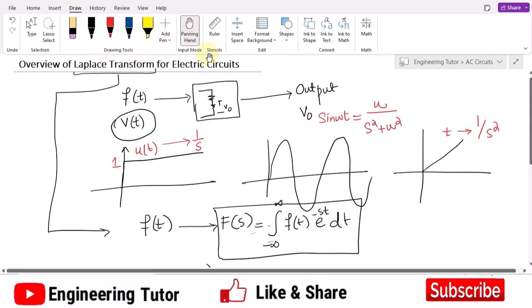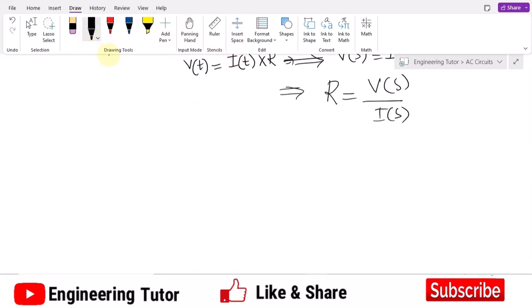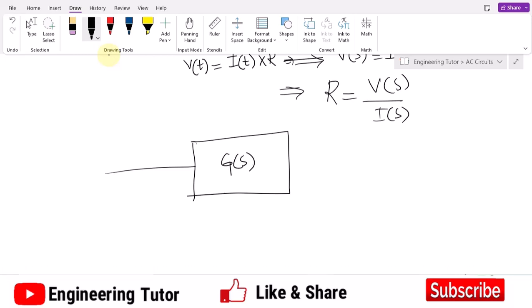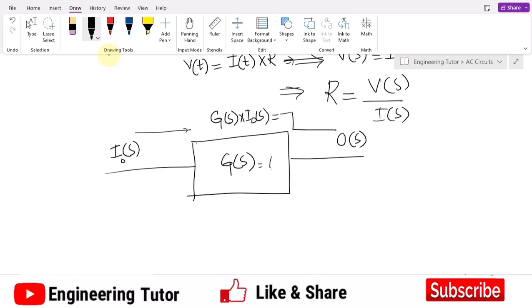So what does it mean? If I have these signals, if I have a system here which will have, let me say, G of s, and something has been applied here, let me call this input I naught of s, and we are going to get output O of s. So this G of s can have any value, and whatever is applied here will be multiplied with G of s, and it will give me O of s.